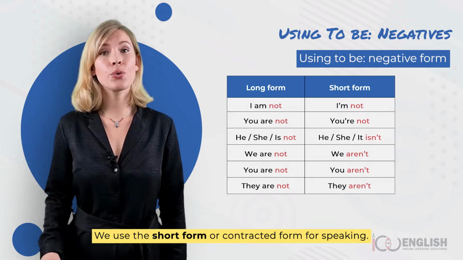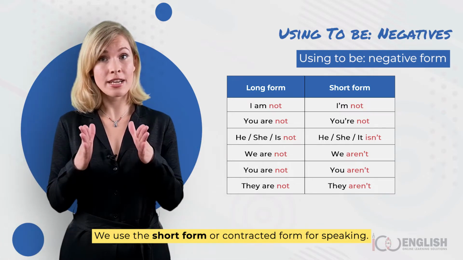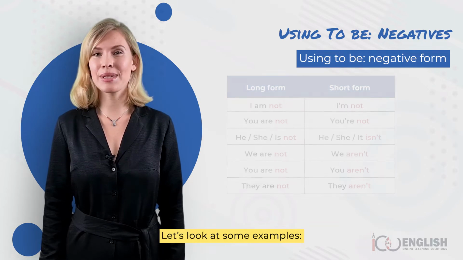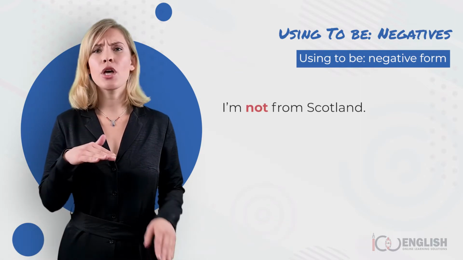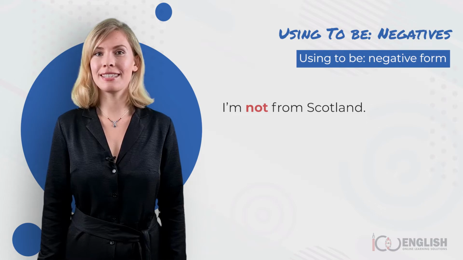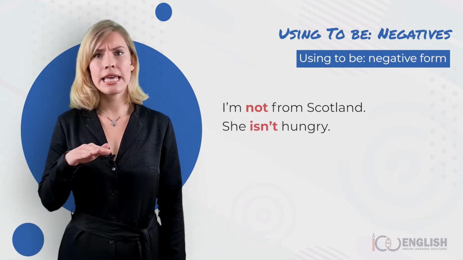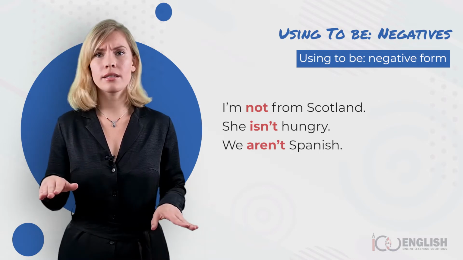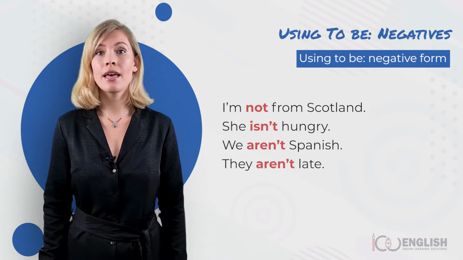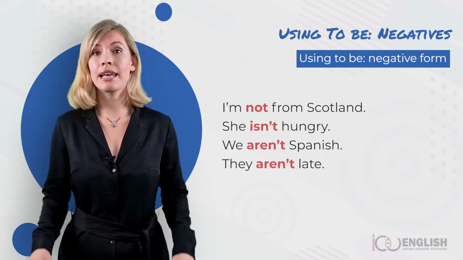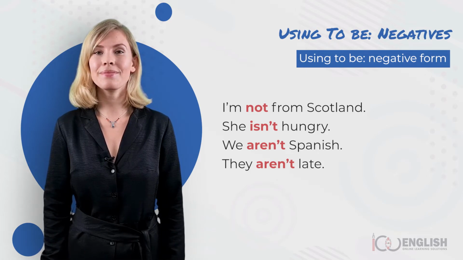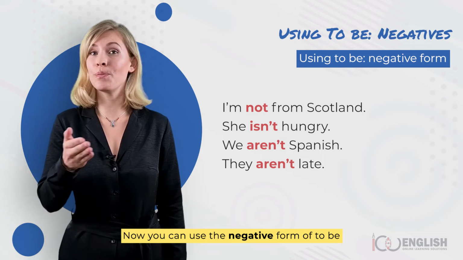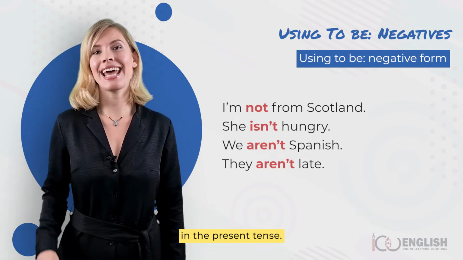We use the short form or contracted form for speaking. Let's look at some examples. I'm not from Scotland. She isn't hungry. We aren't Spanish. They aren't late. Now you can use the negative form of to be in the present tense.